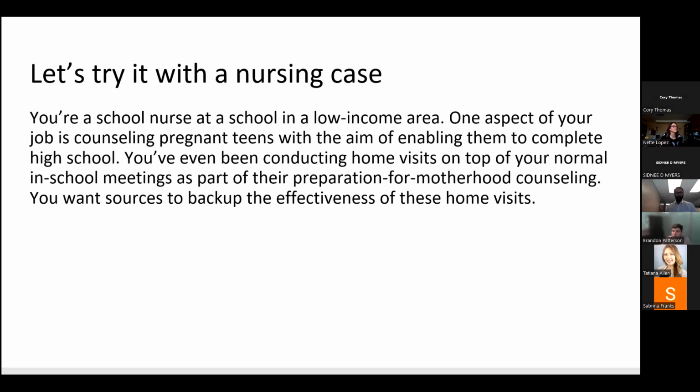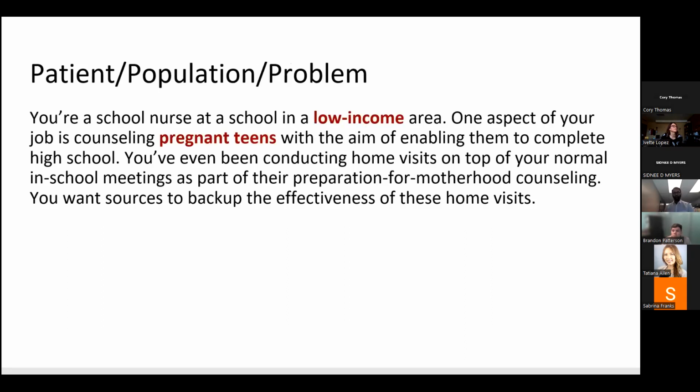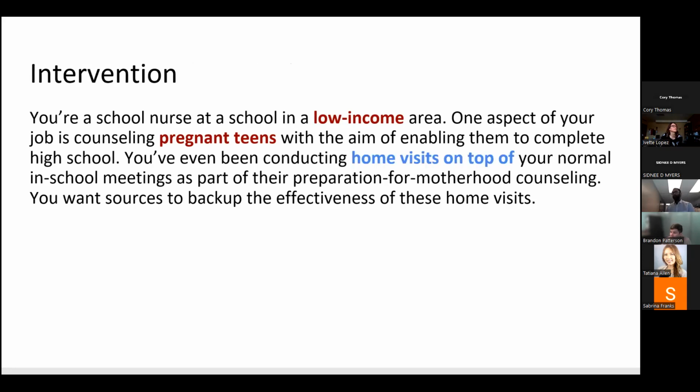Okay, so this is quite a case, and I'm interested in finding some research on this to look into the databases. So let's use that PICO format. First, what is the patient population we're looking for? Yeah, if you said pregnant teens in low-income areas, you're exactly right. I, what's the intervention we're looking at? Yeah, home visits. So we're looking at home visits on top of normal in-school meetings, okay?